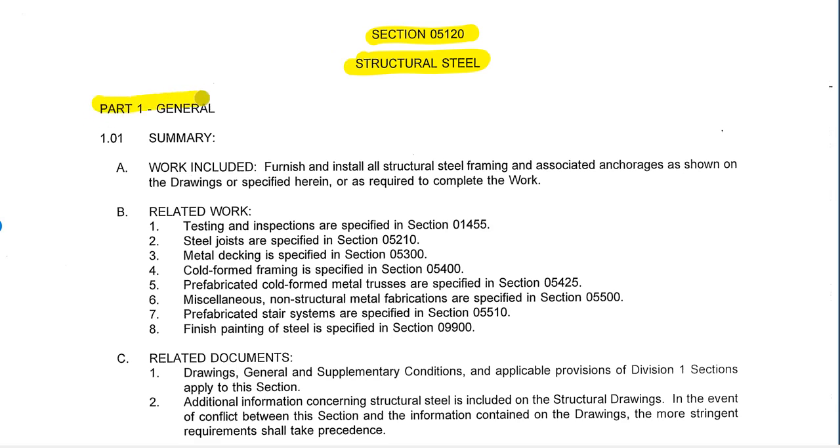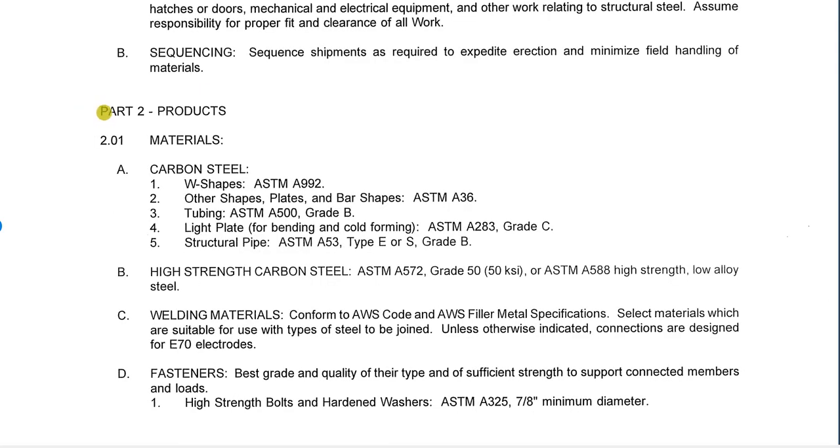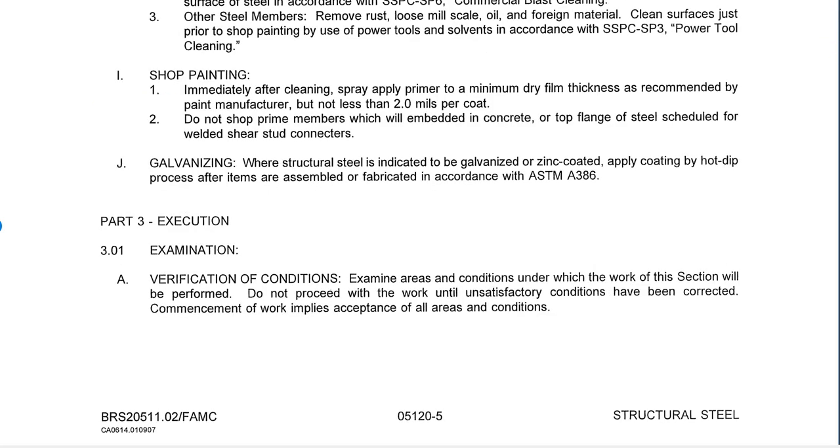Part 1 covers general conditions specifically for this scope of work. Part 2 is going to give us the products, so the specific information about what is included. And then Part 3 is execution. This gives information on how the work should be done. So let's jump back up to the general and step through this section by section.